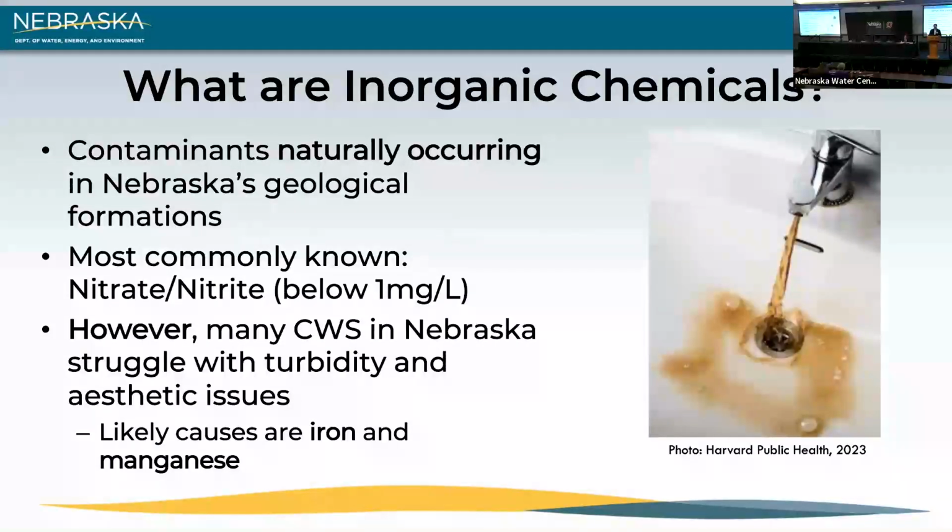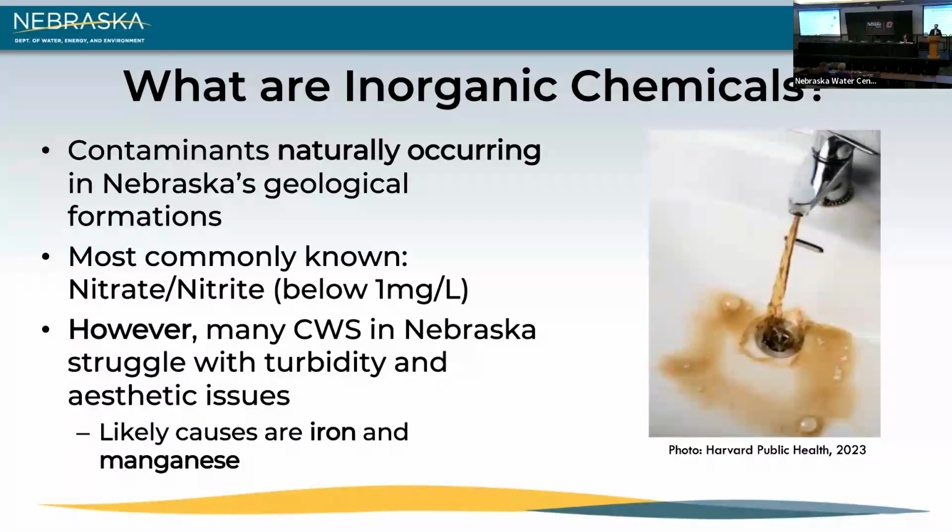So what are inorganic chemicals? These are contaminants that are naturally occurring in Nebraska's geological formations or soil profiles. The most commonly known is obviously more known for its anthropogenic sources, but nitrate-nitrite is also an IOC. Studies have linked naturally occurring nitrate to below 1 milligram per liter. Concentrations above that are likely linked to human practices.